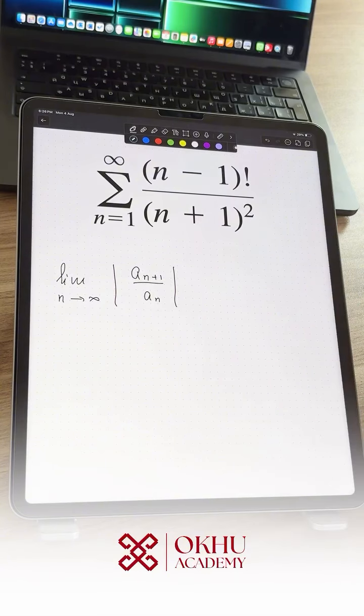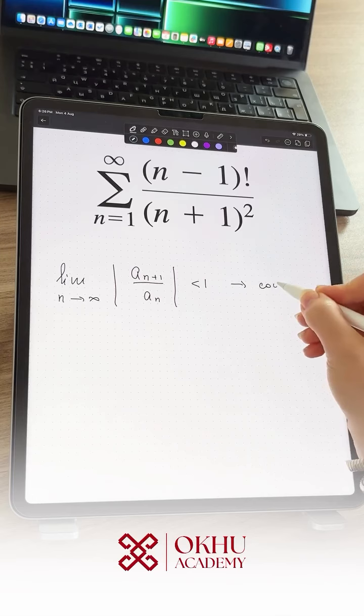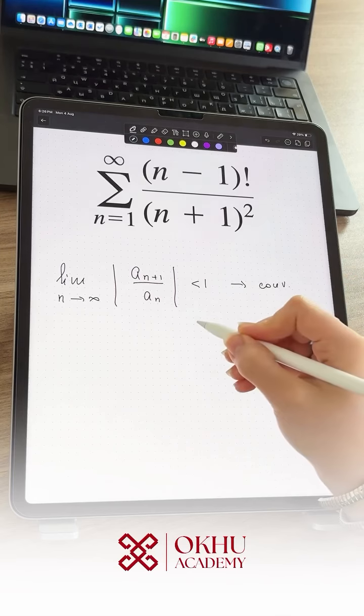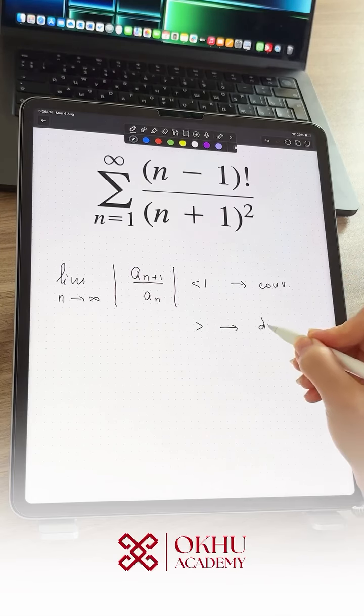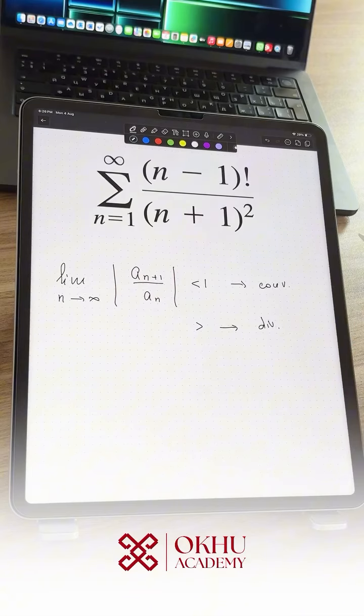If the answer of this limit is less than 1, in that case we are going to say that the given series is convergent. If it is bigger than 1, we are going to say that it is divergent. Sometimes it may be equal to 1. In that case, the test is inconclusive, so we have to go for another test.